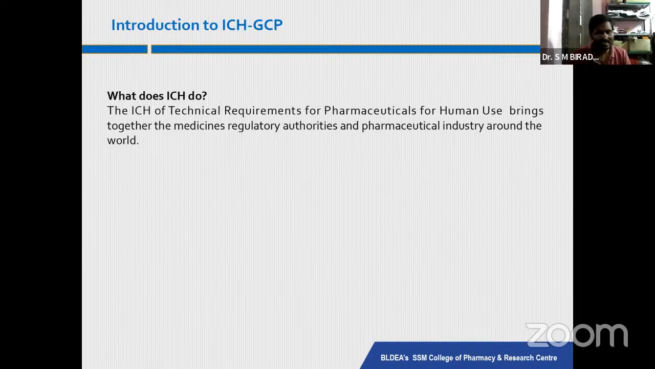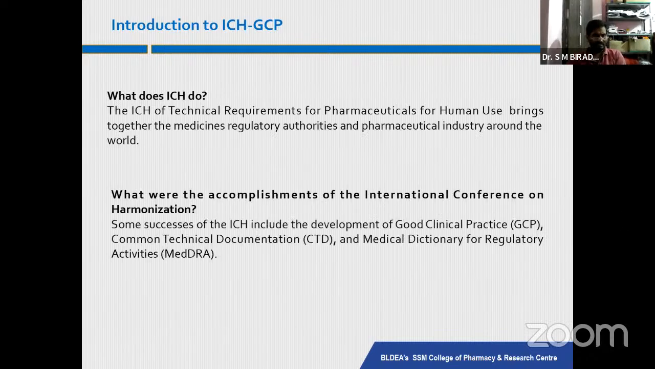What does it do? The ICH, the technical requirements for pharmaceutical human use, brings together the medicine regulatory authorities and the pharmaceutical industry around the world. That means it brings together all the regulatory agencies and manufacturers on one platform to discuss any related issues. And what were the accomplishments of the International Conference on Harmonization? Some successes of the ICH include the outcomes after preparing these guidelines.